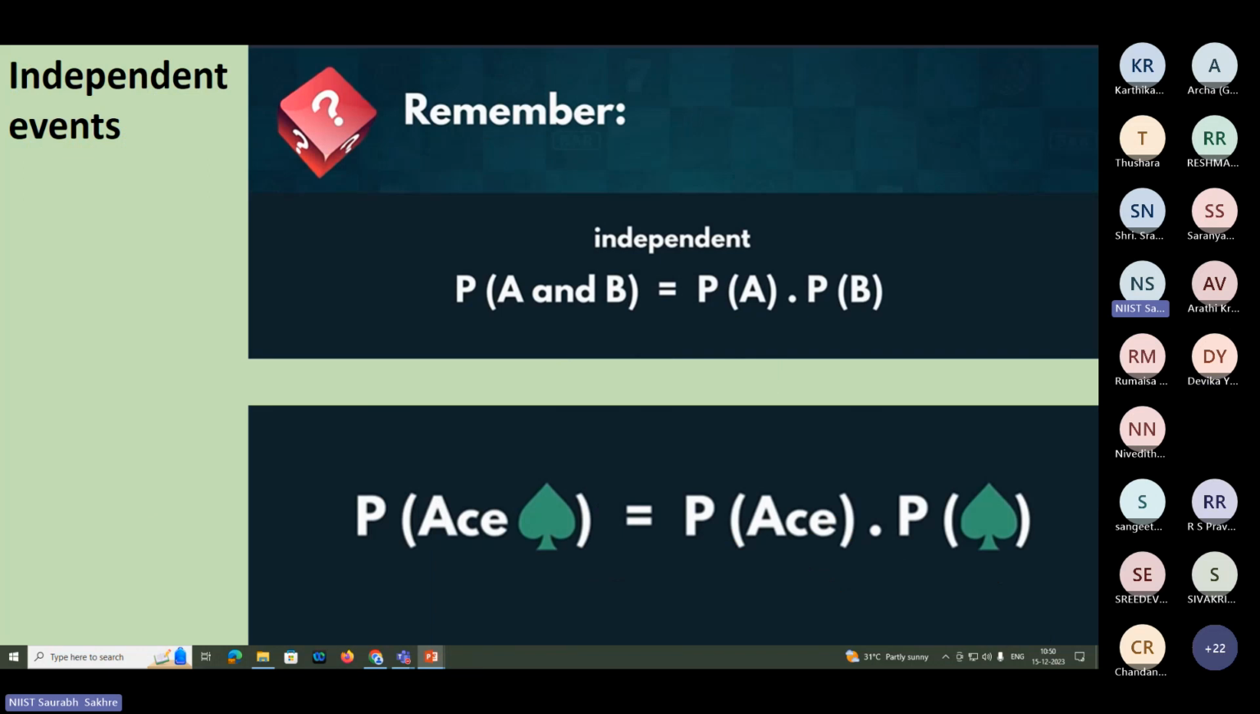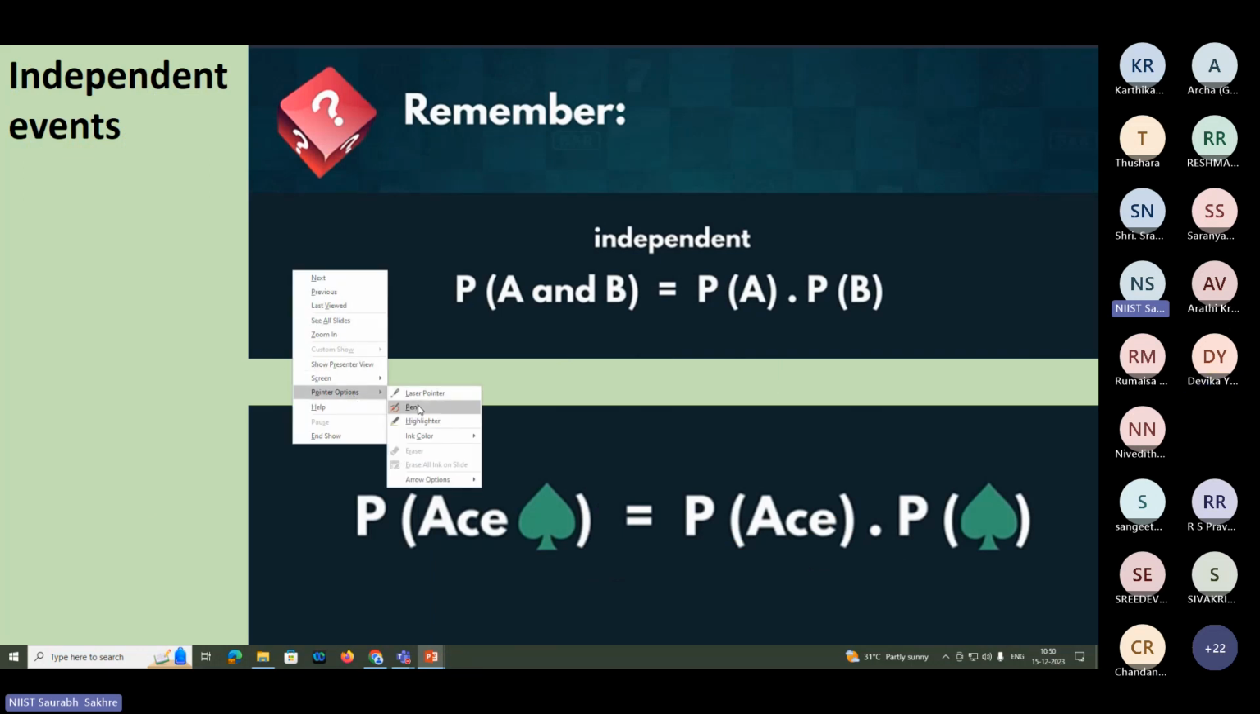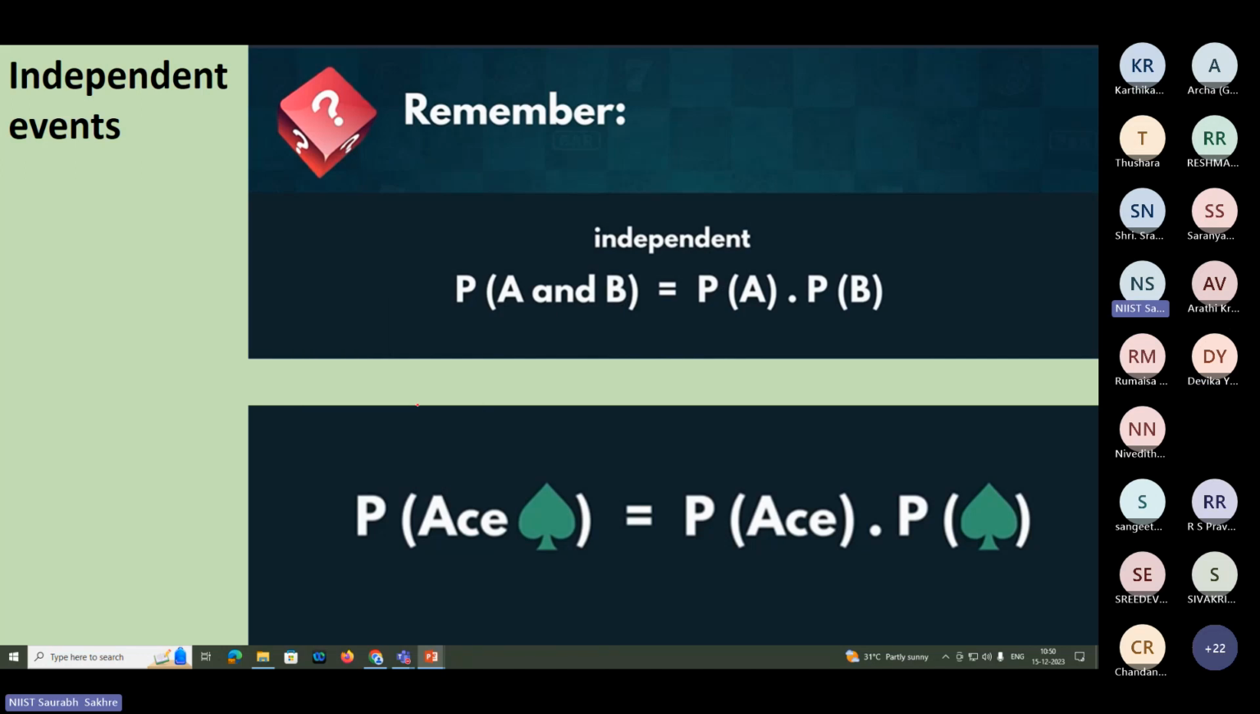Up to this point, I have explained to you about events, the general definition of probability, and the academic definition of probability. All those things I've explained. Now we will see some different types of events.